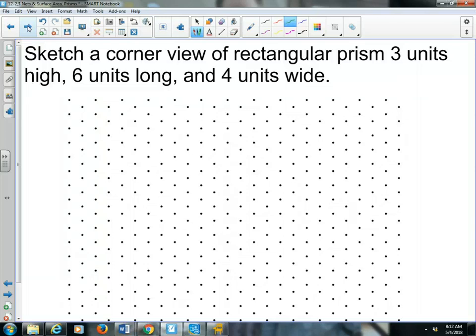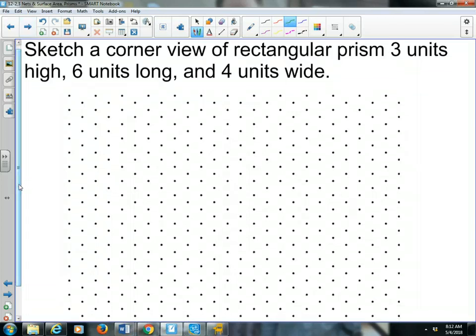So start with me here. We're going to start in the middle of our dot paper. And we're first going to go 3 units high. So pick a dot, maybe right about here, and I'm going to go 1, 2, 3 units high. Okay, so that's going to be the height of my rectangular prism. And then it's 6 units long and 4 units wide. So I'm going to go with my 4 units wide right here. 1, 2, 3, 4. And then it's going to be 6 units long, and so I'm going to go 6 this way. 1, 2, 3, 4, 5, 6.